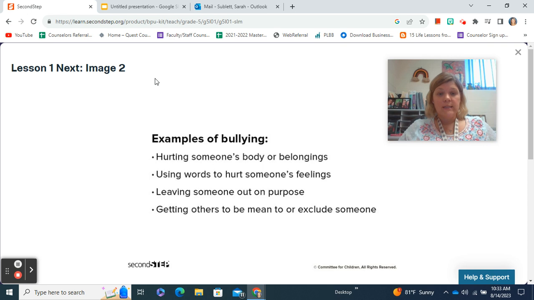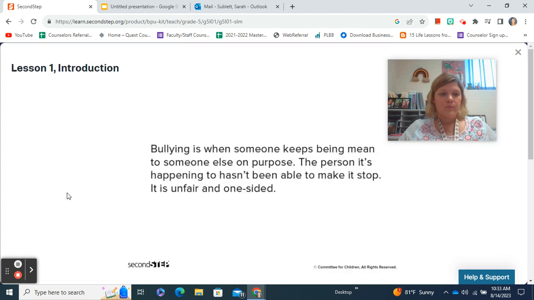Also, bullying is leaving someone out on purpose. Well, you can't play with us on the playground, where you get all your friends not to like that one person. Hey, don't be so and so's friend, or I'm not going to be your friend. That's bullying and that's singling someone out. Okay. And that is also the last example of bullying, getting others to be mean or exclude somebody. Okay. All right, let's talk about what is bullying.